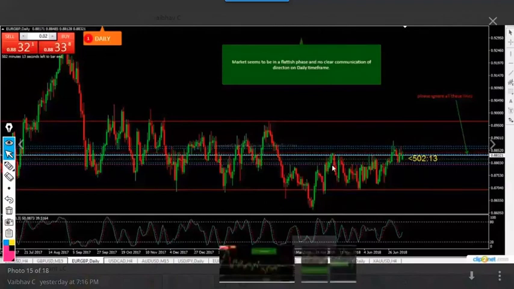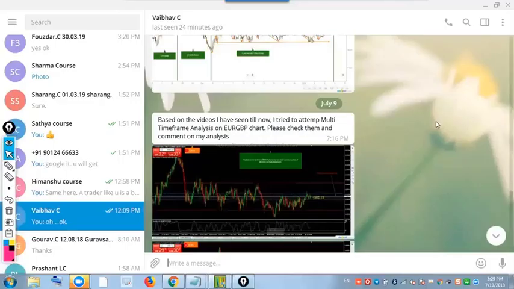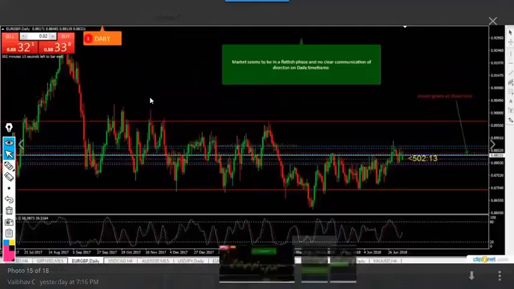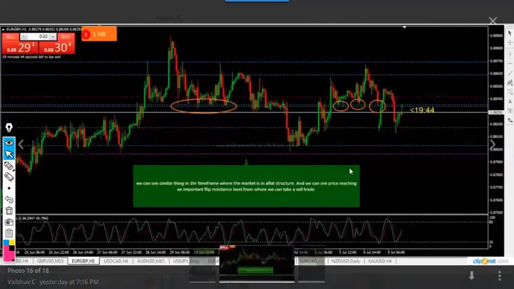This is the daily time frame. The market seems to be in a flattish phase, with no clear indication of direction on the daily time frame. Yeah, it's in a flat momentum. Okay, we come down to 1 hour. It's the same chart here, Euro pound. We can see a similar thing, the market is in a flat situation. You can see price reaching an important replacement level for a sell trade.